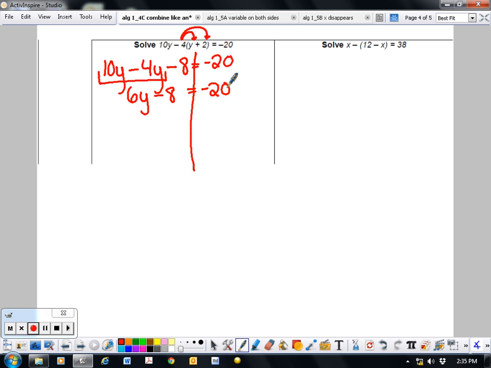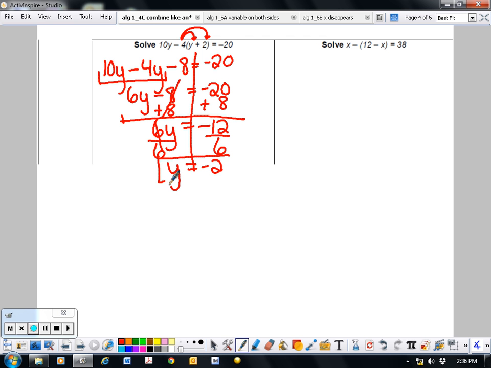So I start off with that minus 8. I add 8 to both sides. So the minus 8 plus 8 turns to 0. I'm left with 6y. Negative 20 plus 8 gives me negative 12. Now that 6 is right next to the y, so that means times. To undo times, I divide. So divide by 6 on both sides. So now I have y equals negative 2. That's it.